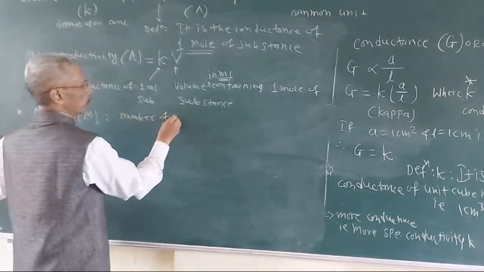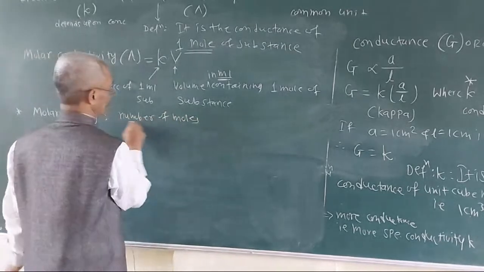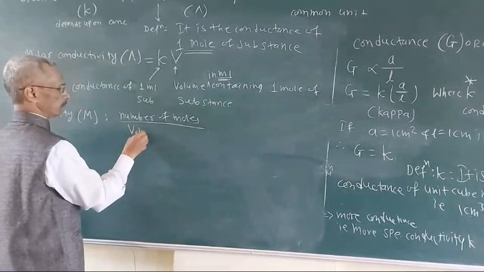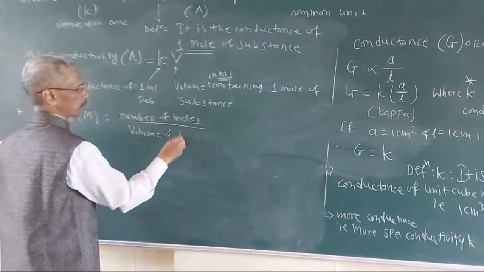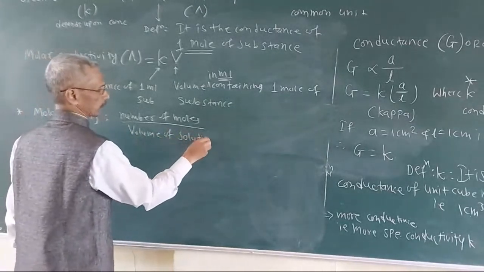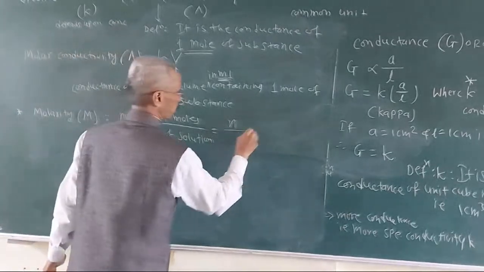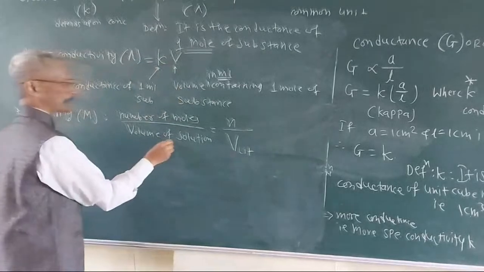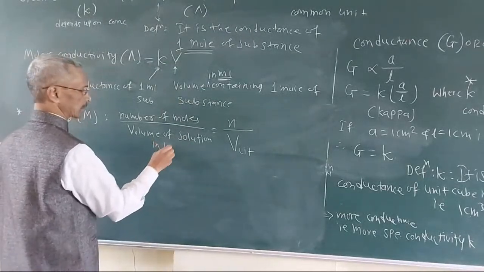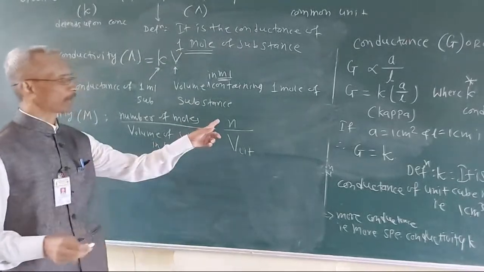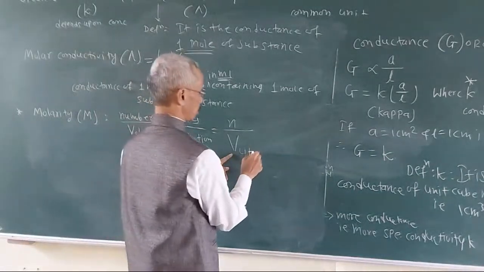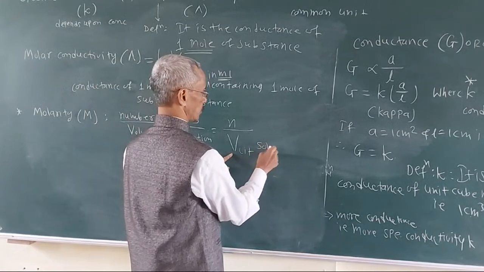Number of moles of the electrolyte divided by the volume of solution. That is n upon V in liters. Volume of solution in liters. Number of moles per liter of the solution. Per liter of the solution.